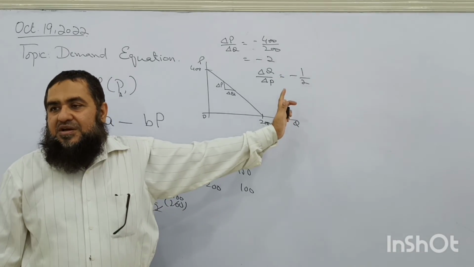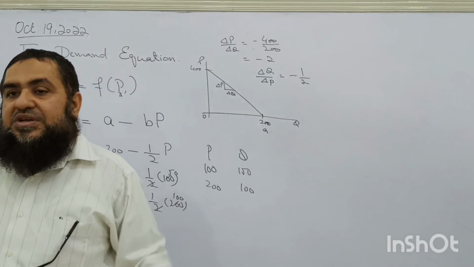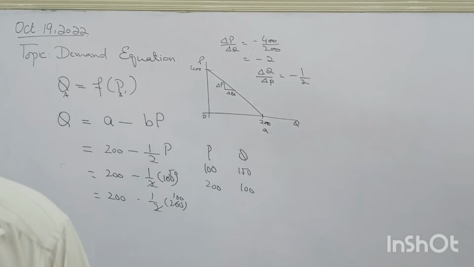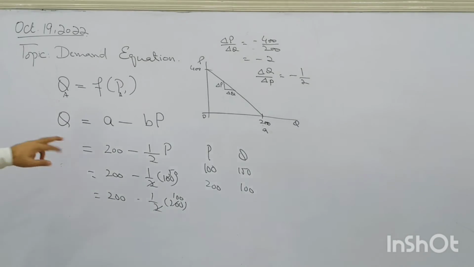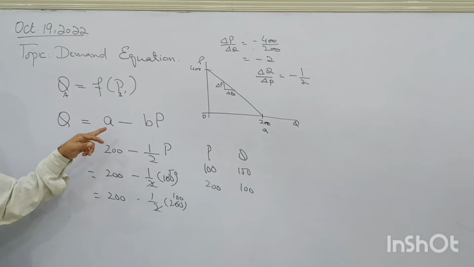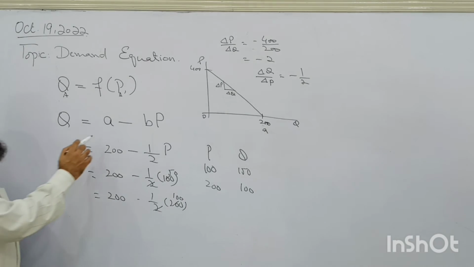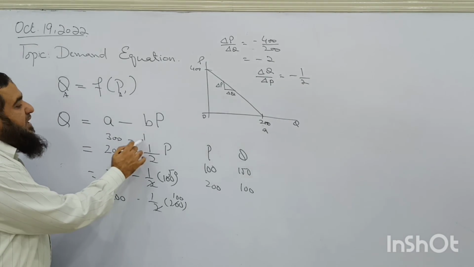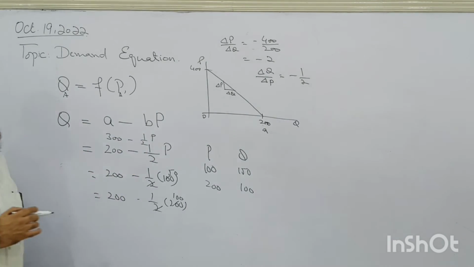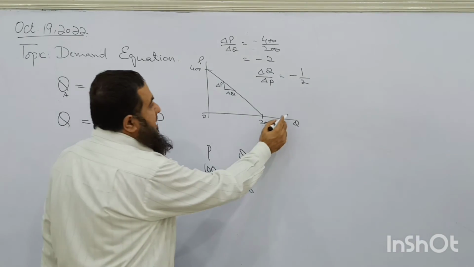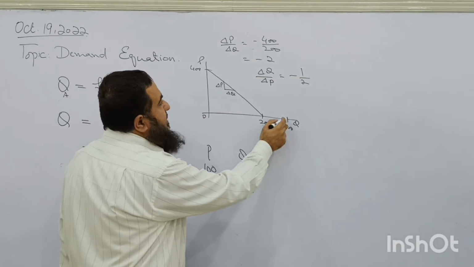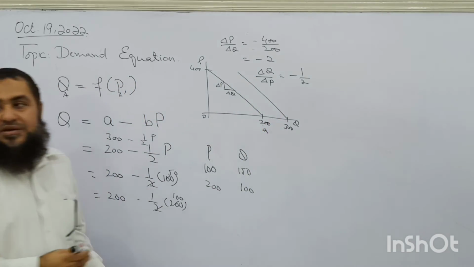Is it understood or not? So this demand equation shows that if the value of A changes, what will happen? Demand will shift rightward. For example, I write 300 minus 1 by 2 p. So now 300 is lying to the right of this 200. So demand will shift rightward.